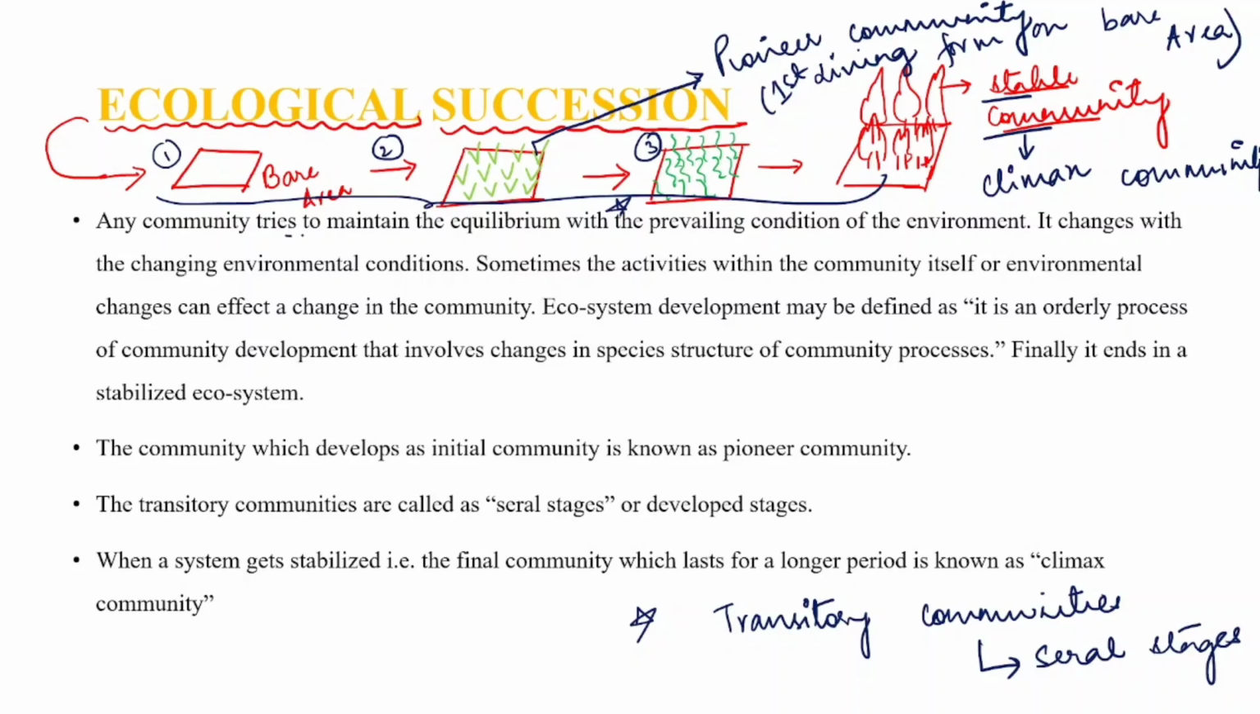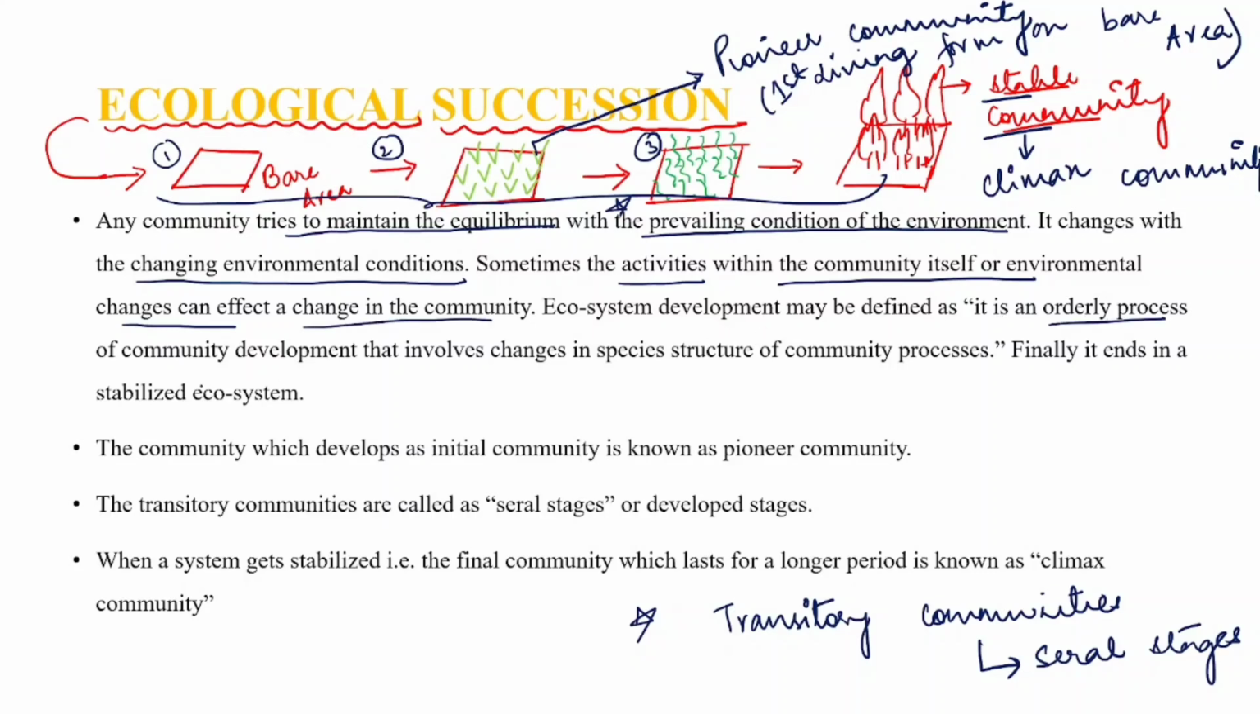Any community tries to maintain equilibrium with the prevailing conditions of the environment. It changes with the changing environmental conditions. So whatever changes we have seen from point 1 to point 4 all happen due to changes in environmental conditions. Sometimes the activities within the community itself or environmental changes can affect a change in the community. Succession may be defined as an orderly process of community development that involves changes in the species structure of the community.